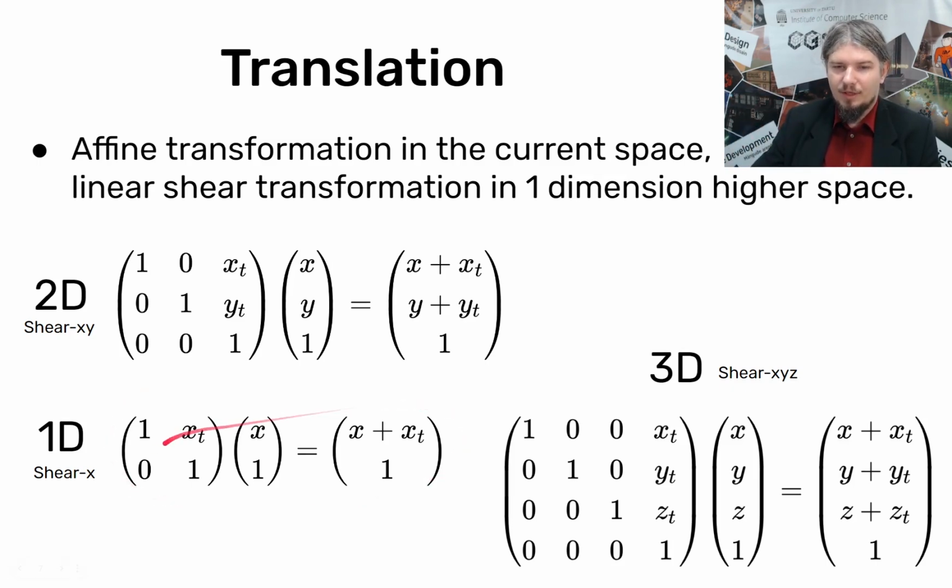So in 1D we already saw this case. In 2D the translation column would be here. So what we want to add to the x coordinates and what we want to add to the y coordinates. And because the last value is 1, this will just get added to the original x and y. And in 3D, very similarly, but now we have 3 coordinates.